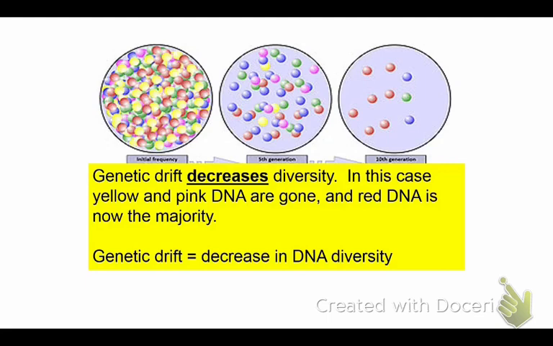So genetic drift decreases diversity. Genetic drift decreases the diversity of a species. That's the last line on the front page of your notes. It decreases the diversity of a species. Okay? In this case, the yellow and pink DNA are gone, and the red DNA is now the majority. So it is a decrease in DNA diversity.